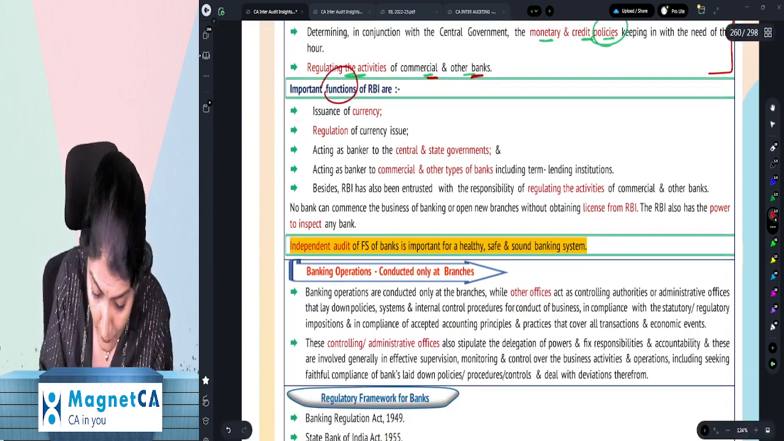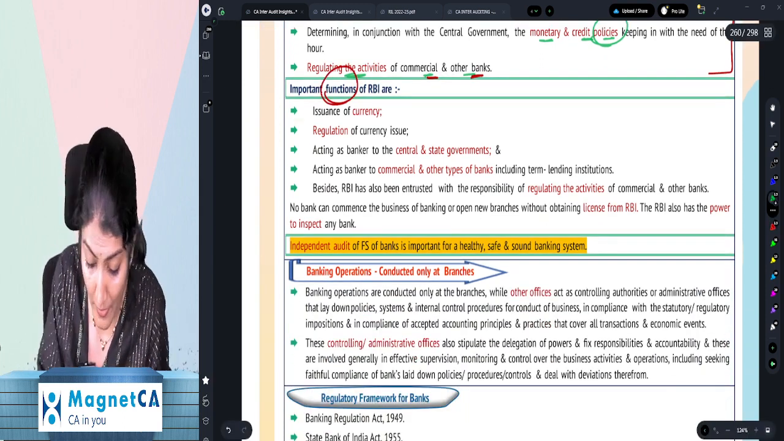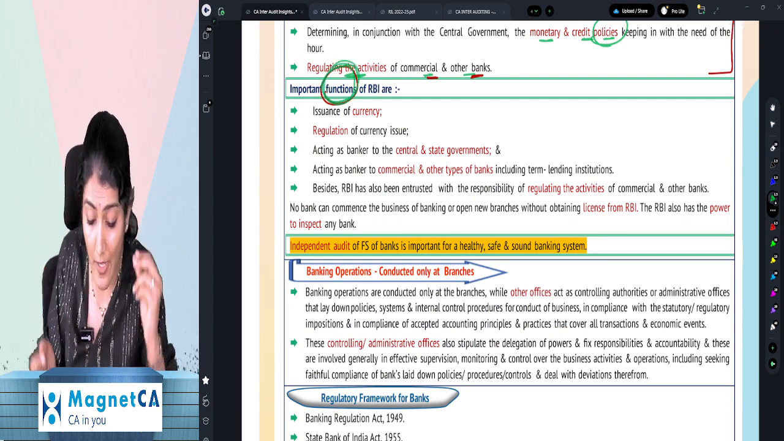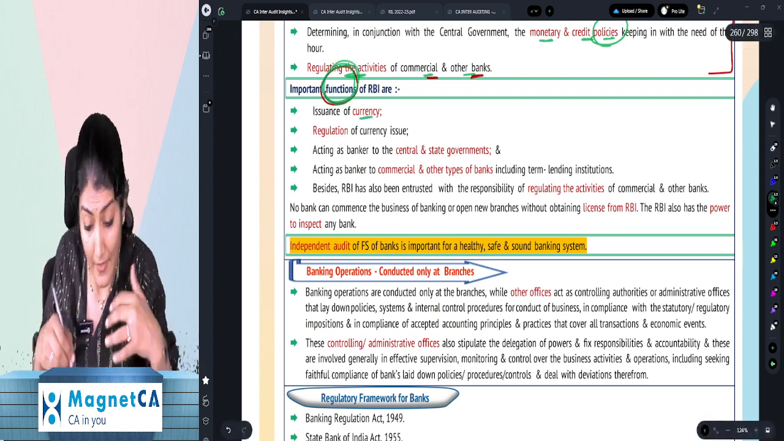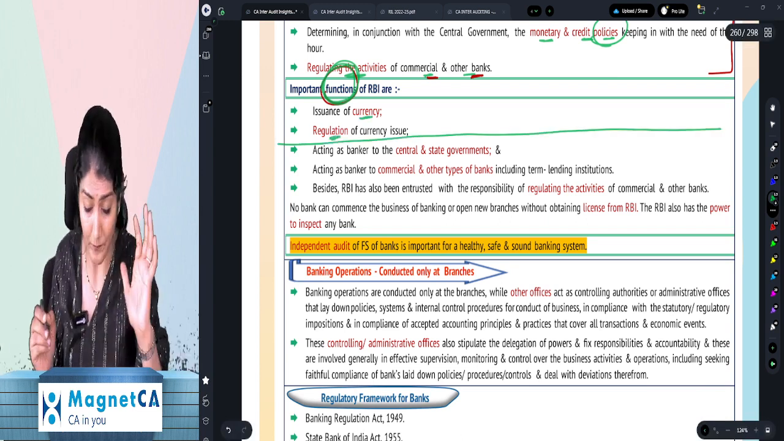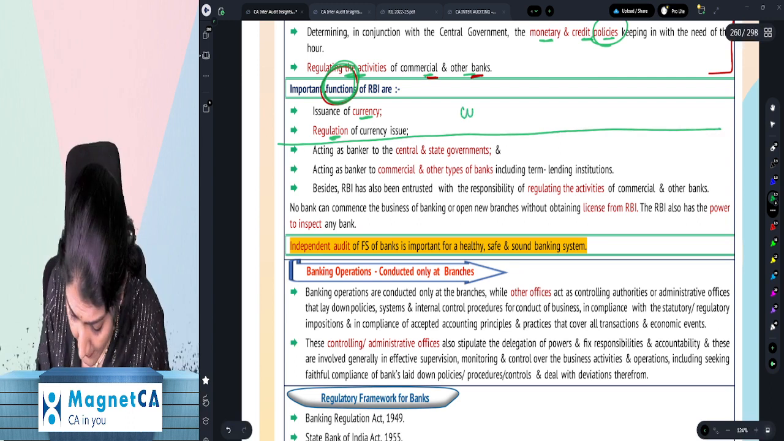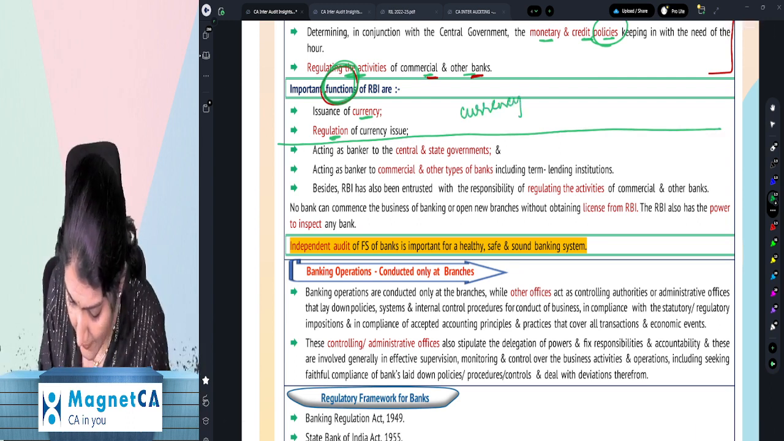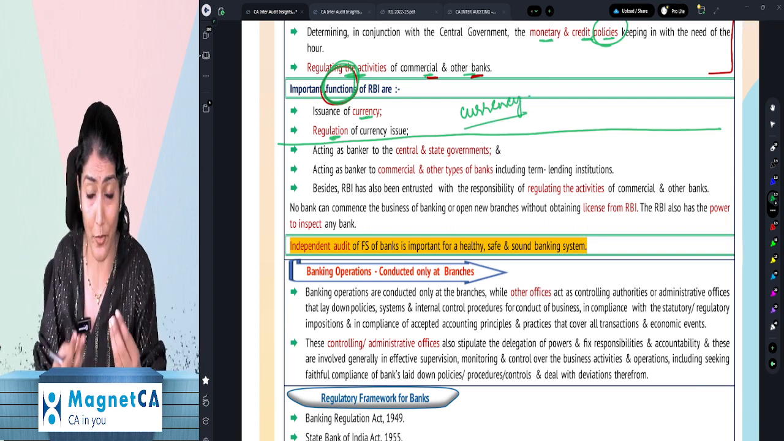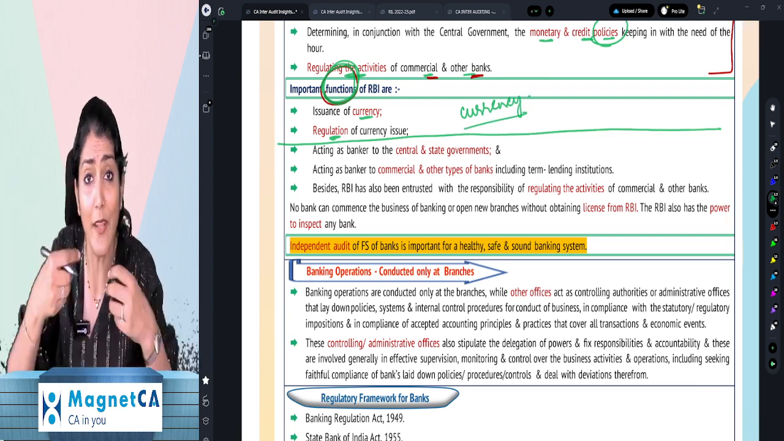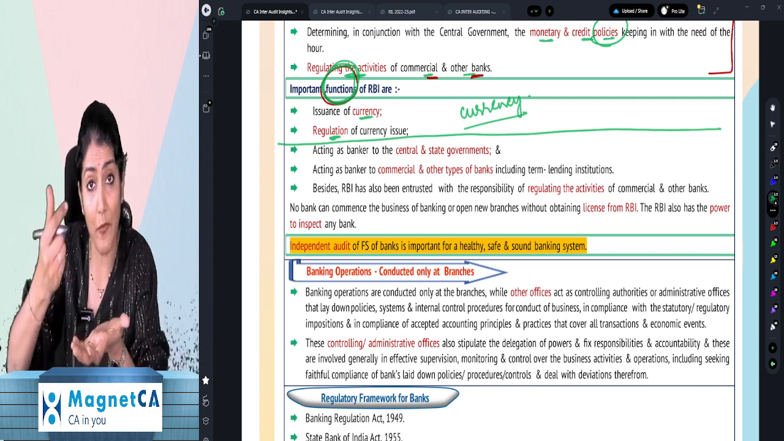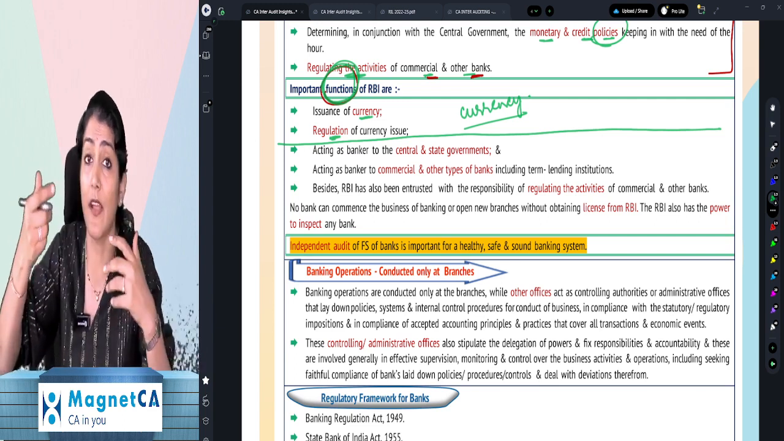Then again, there could be a specific question in your exam: what are the functions of the RBI? Functions of RBI: issuance of currency and regulation of currency issue. So two points regarding the currency. The new 500 rupee note, the 2000 rupee note that comes, obviously was issued by the RBI. So issuance of currency and the regulation of the currency issue.